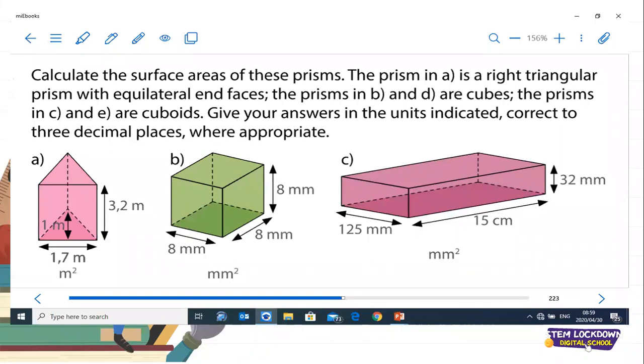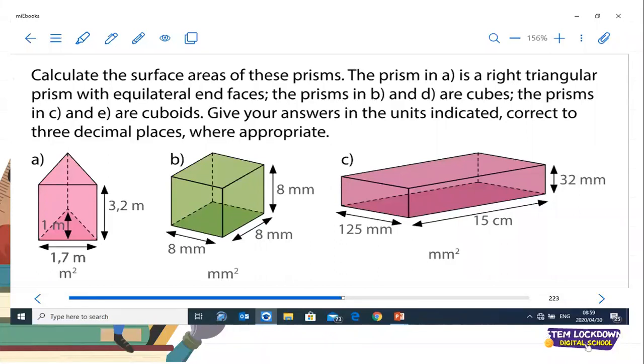So I see that J Pem Cuba has already done that. You have said it's half of 1.7 multiplied by 1 multiplied by 3.2. Great. And I see you have 5.44 as the answer. And if you divide that by 2, you get 2.72 cubic meters. That is the correct approach, Cuba. That is the correct answer.